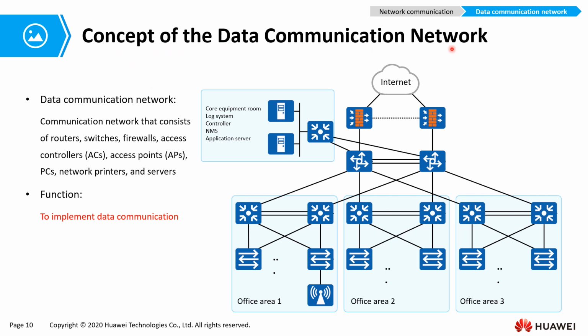Concepts of data communication network. A data communication network is a communication network that consists of routers, switches, firewalls, access controllers, access points, PCs, network printers, and servers that function to implement data communication. We have Office Area 1, Office Area 2, Office Area 3. These are connected through core switches, then core switches and edge firewalls connect to the ISP or internet.